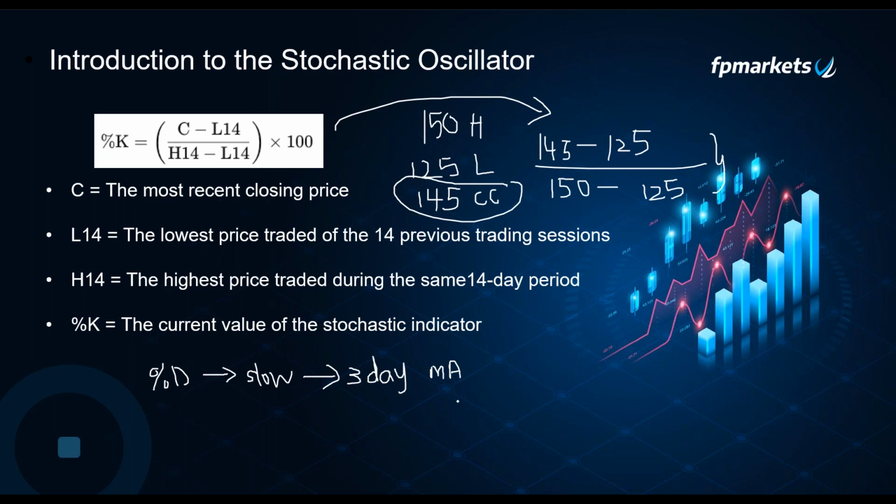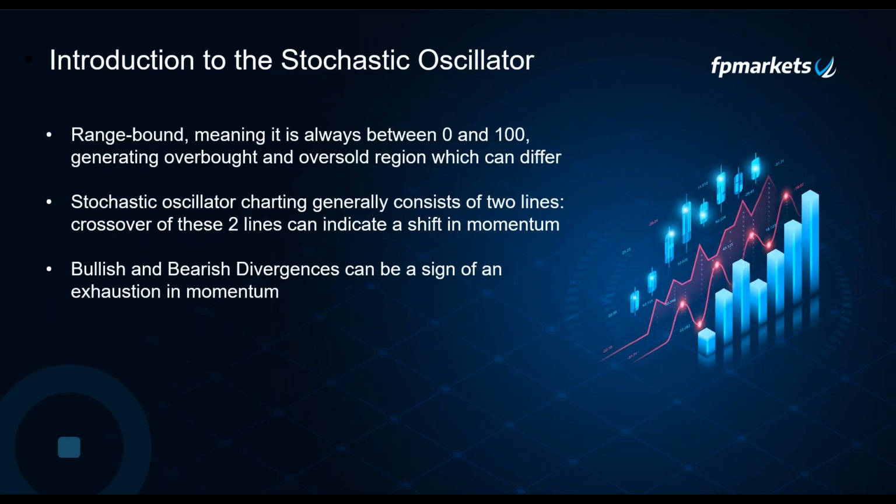So this is the general foundation of stochastics, and how it's being calculated. We have also covered the difference between K and D. So when we load the indicator, you can see there is a difference there. So the next slide: we talked about the stochastics oscillator being range bound, between 0 to 100. And this is very useful in helping us to identify overbought and oversold regions.